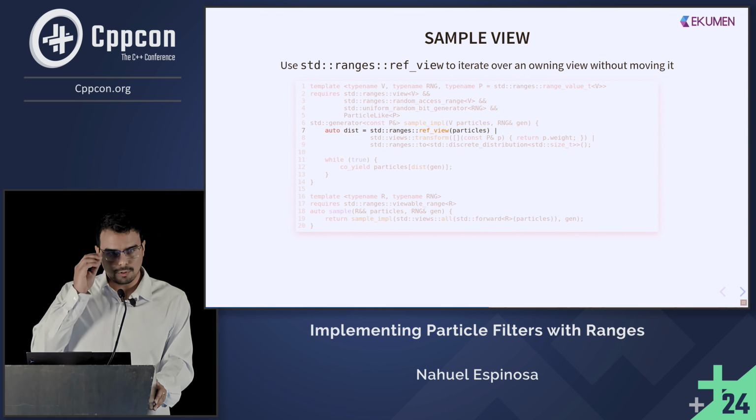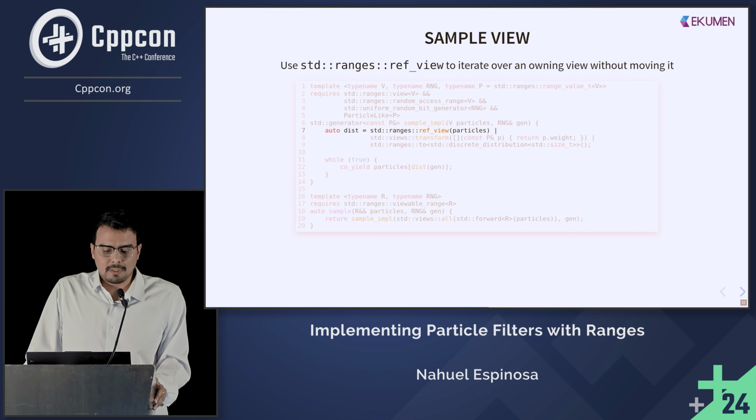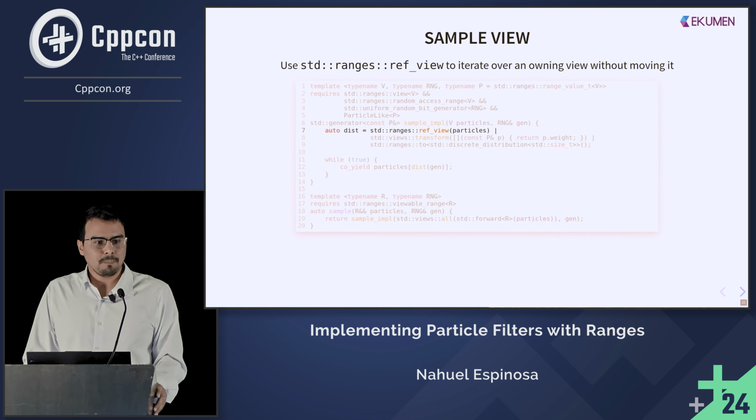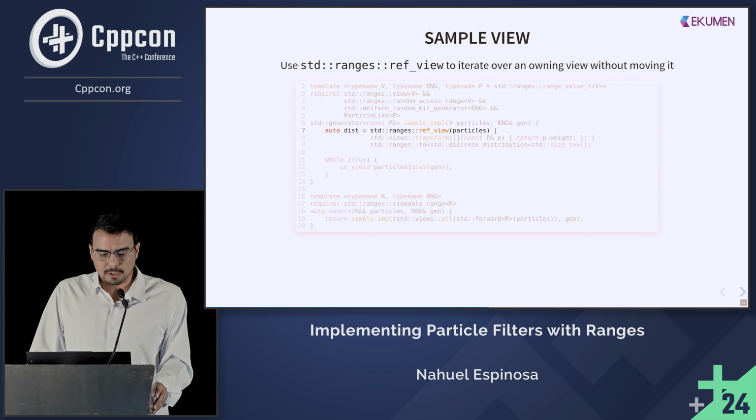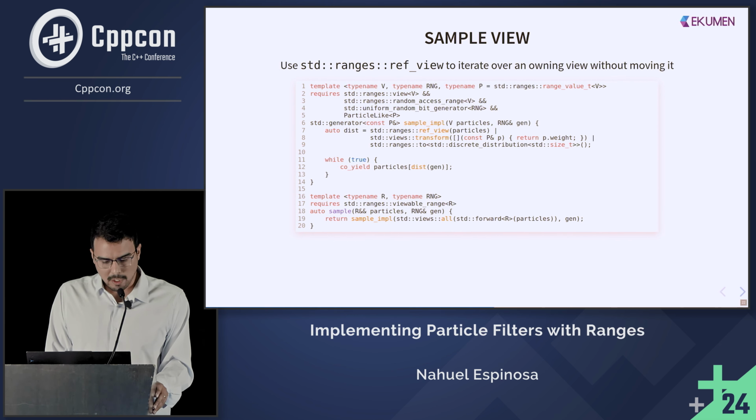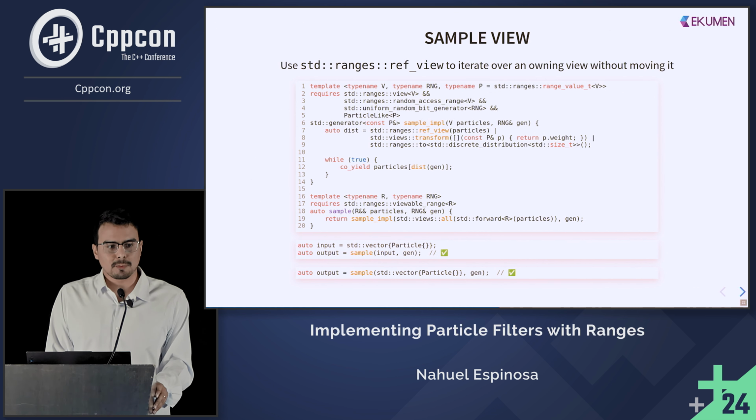And the workaround is using ref view. That will allow us to iterate over our owning view without having to move from it, and it is still owned by the coroutine. So this is the last piece we were missing. All this code works. Our two expressions compile.